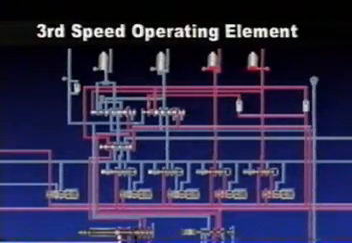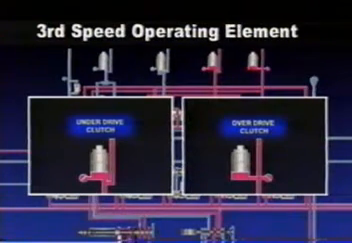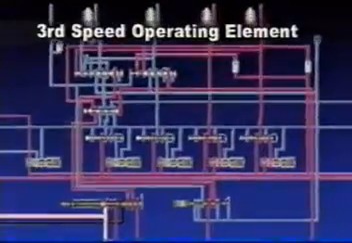In third speed gear, underdrive clutch and overdrive clutch are operating elements. Underdrive clutch operation is maintained until third speed during forward driving. This is how the overdrive clutch works.